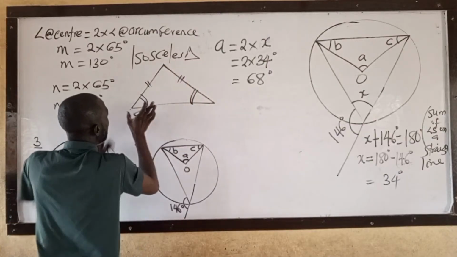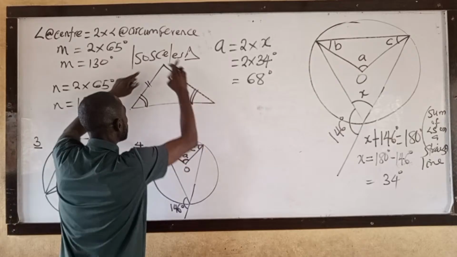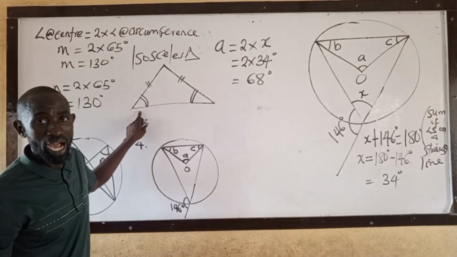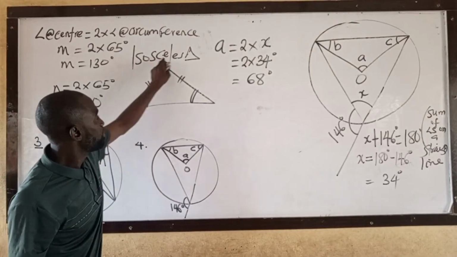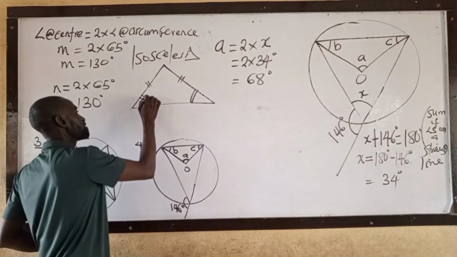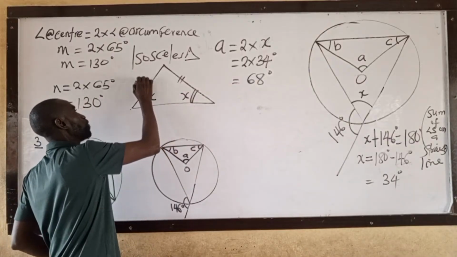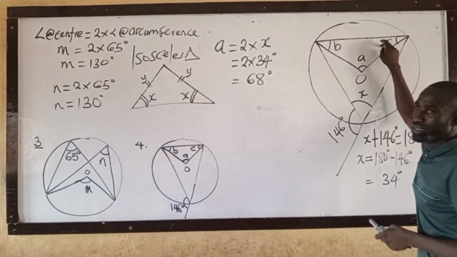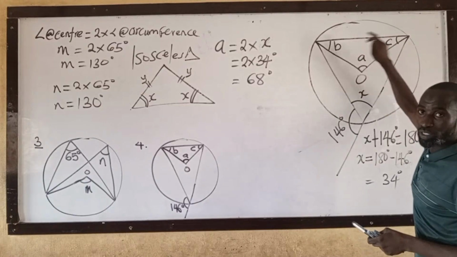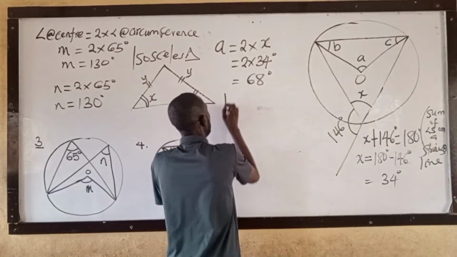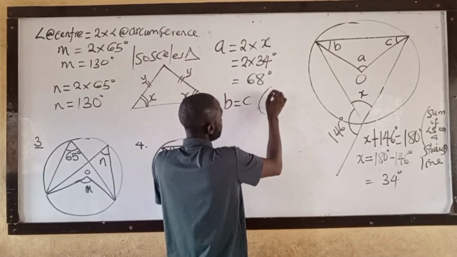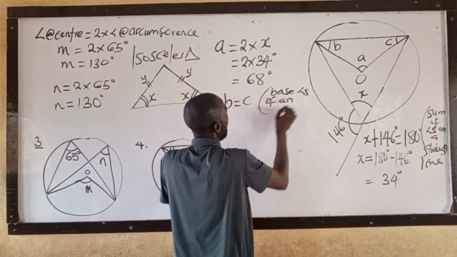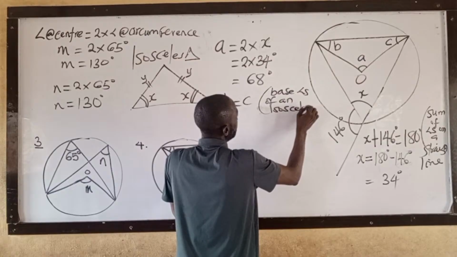Then you say the base sides of an isosceles triangle, then base angles of an isosceles triangle are equal. The base sides are equal, the base angles are also equal. So this one is x, this one is x. This one is y, this one is y. So in this case, it means our B and C are the same. B is equal to C. What's the reason? Base angle of an isosceles triangle.